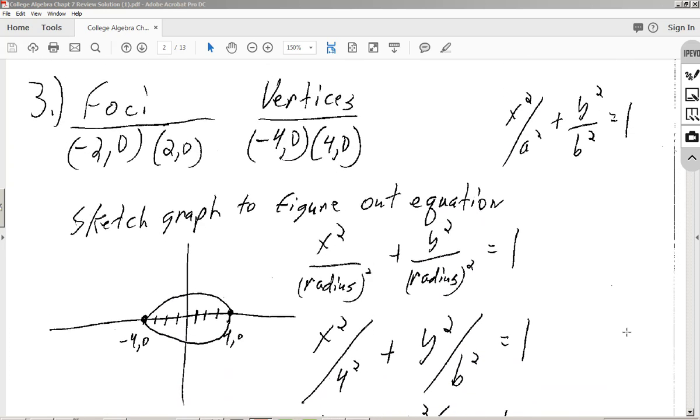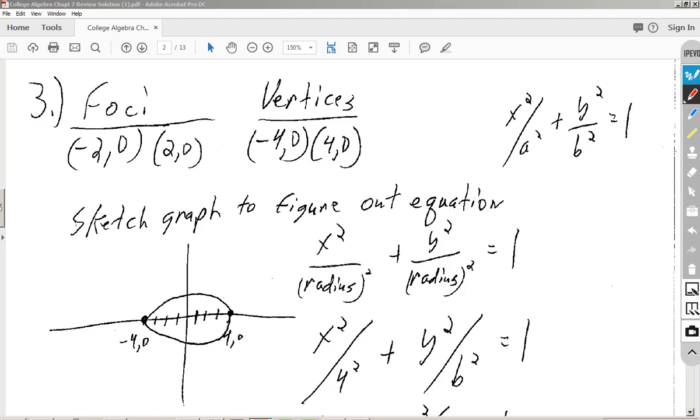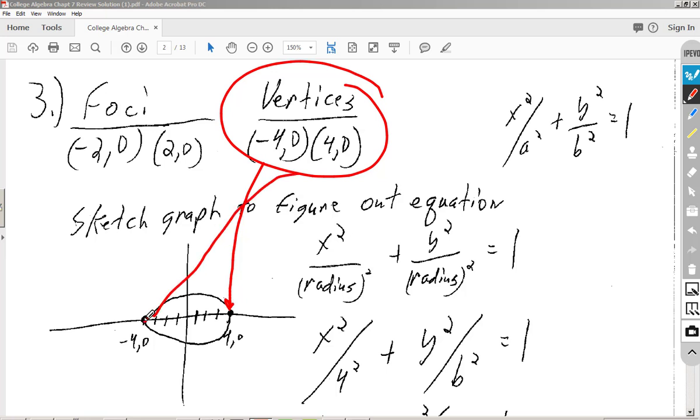On number 3, now we're going to go backwards with it. It says my foci is negative 2 and 0, 2 and 0, and my vertices are negative 4 and 0 and 4 and 0. So remember, your vertices, that's plural, vertex. So that means that right here and right here are going to be where my vertices are at. And so those are the major vertices.